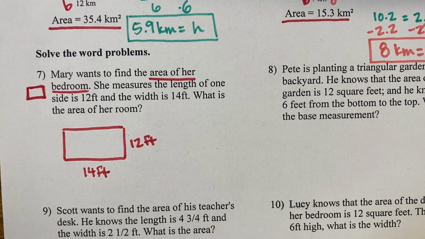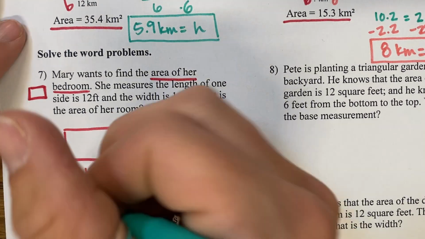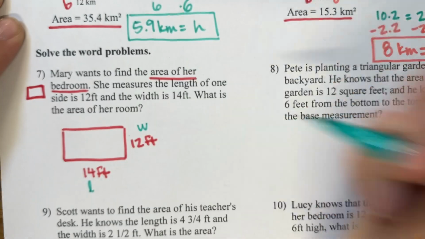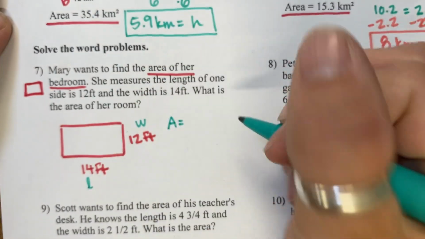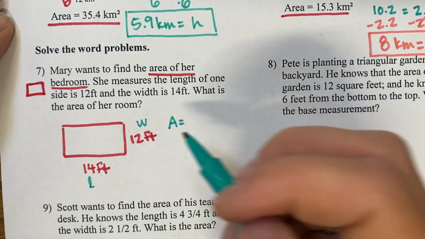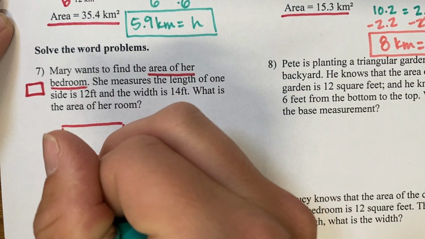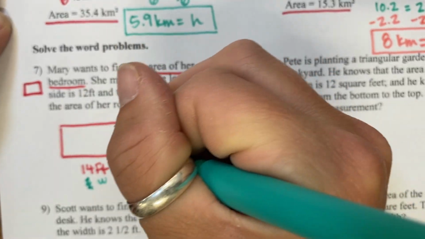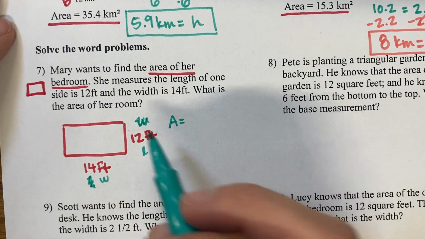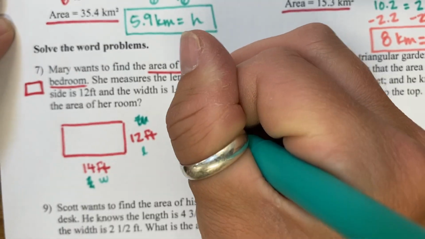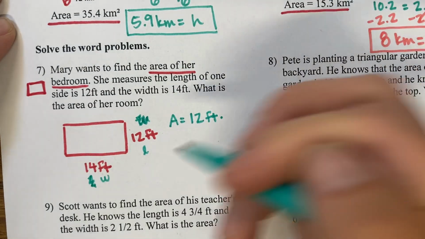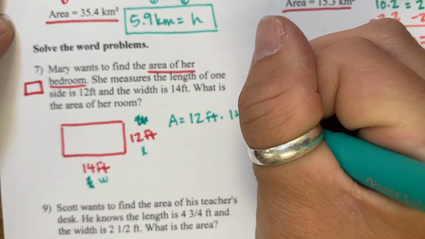Well, we know with a rectangle, we have length times width. So let's go ahead and plug that into our formula. Area equals length. Actually, I mislabeled that. This is width, and that is length. Kind of doesn't matter, but that's what the word problem tells us. So we have length, 12 feet, times width, 14 feet.